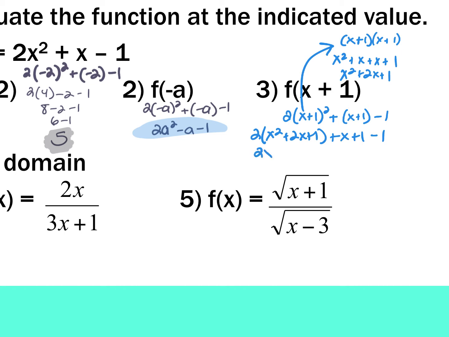So distribute here: 2x squared plus 4x plus 2 plus x plus 1 minus 1. And then I'm going to combine all my like terms. So 2x squared is the only x squared. I get a positive 4x, a positive 1x, which is a positive 5x. And then I get 2 plus 1, which is 3, minus 1, which goes back to 2. Good on those.